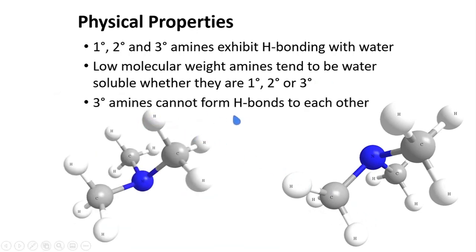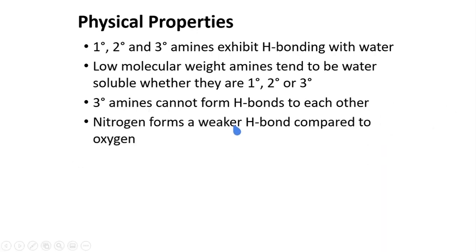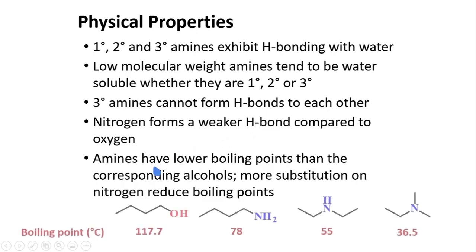Tertiary amines cannot form hydrogen bonds to each other. As a result, their boiling points and melting points are low. Nitrogen forms a weaker hydrogen bond compared to oxygen. As a result, amines have lower boiling points than the corresponding alcohols. More substitution on nitrogen reduces boiling points.